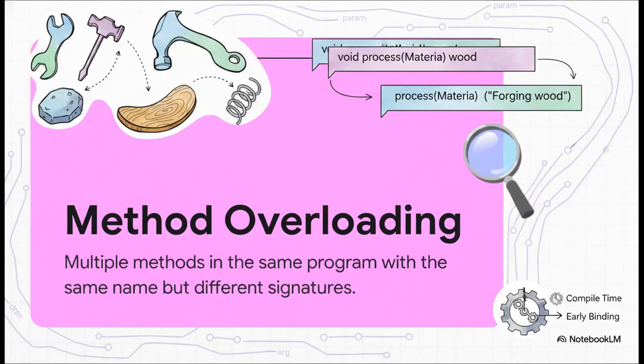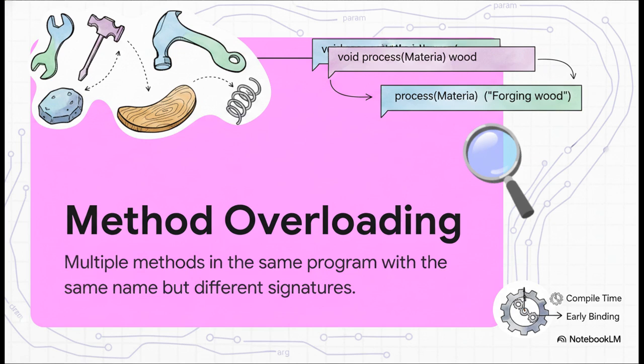Imagine having a tool that automatically adapts its shape depending on the materials you hand it. That is essentially method overloading. It happens when you define 2 or more methods in the exact same program that share the exact same name, but have completely different method signatures. And remember, the signature is the parameter list. This is a form of static polymorphism.